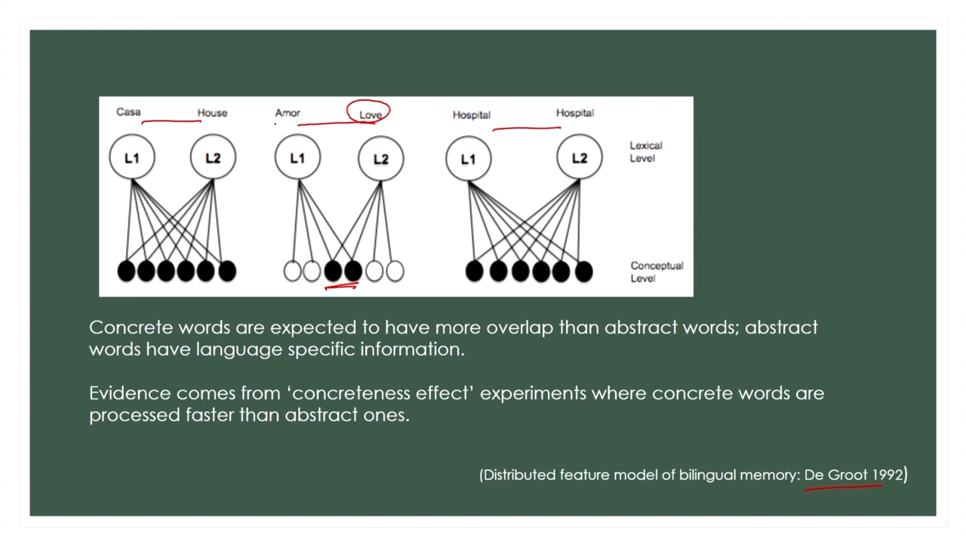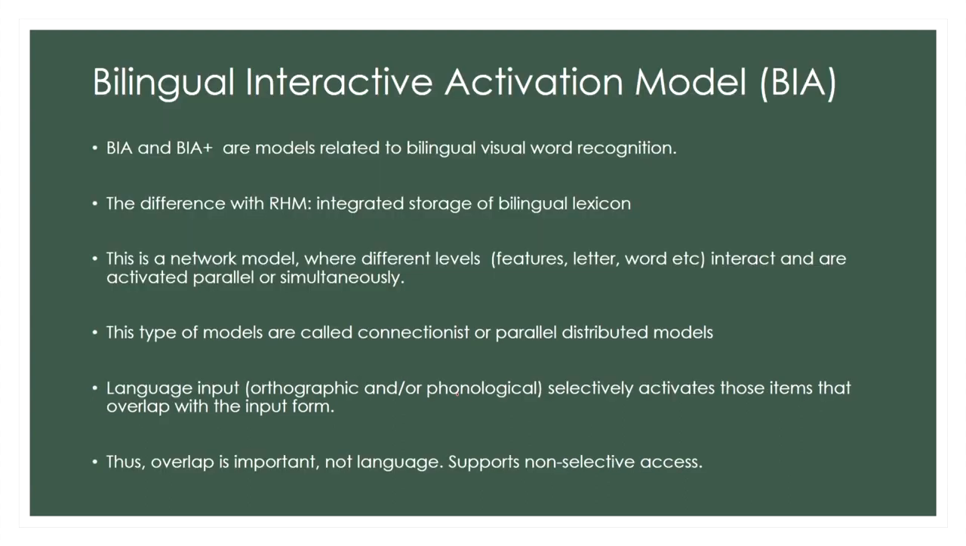Each word has a set of features, and depending on how many, let's say there are 1, 2, 3, 4 features, and there is only a partial overlap, then they are not too similar. But in the case of these two words, casa and house, the overlap is on all four features, let's say, and that is why we call them similar. Evidence for this theory comes from what is called concreteness effect experiments, where concrete words are found to be processed faster than abstract words, because concrete words refer to concrete things, and hence they are much easier to process across two different languages.